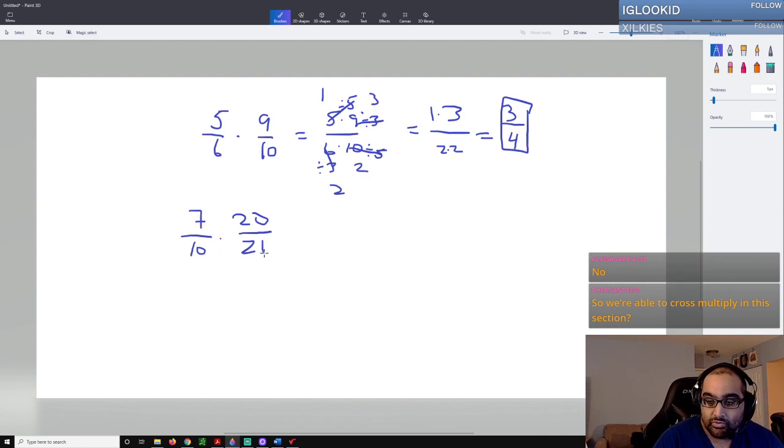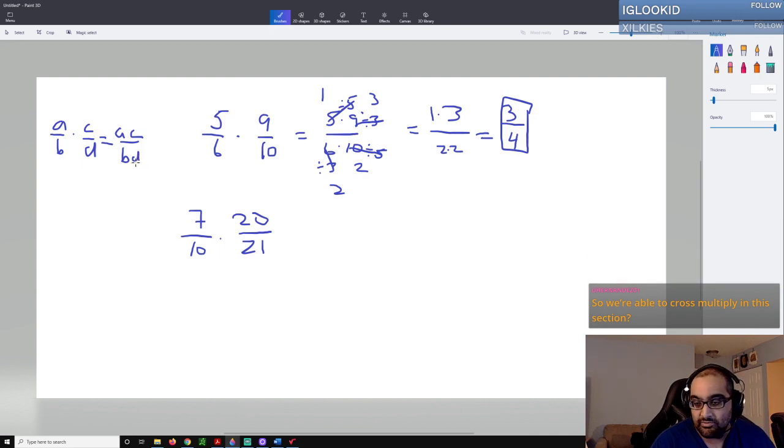So we're able to cross multiply in this section? We're not cross multiplying. No, cross multiplication is completely different. In this particular section, we're talking about reducing before we multiply straight across. Remember that the rule here for multiplication of fractions is, if you have something like this, AC over BD. You're just multiplying A times C and B times D.